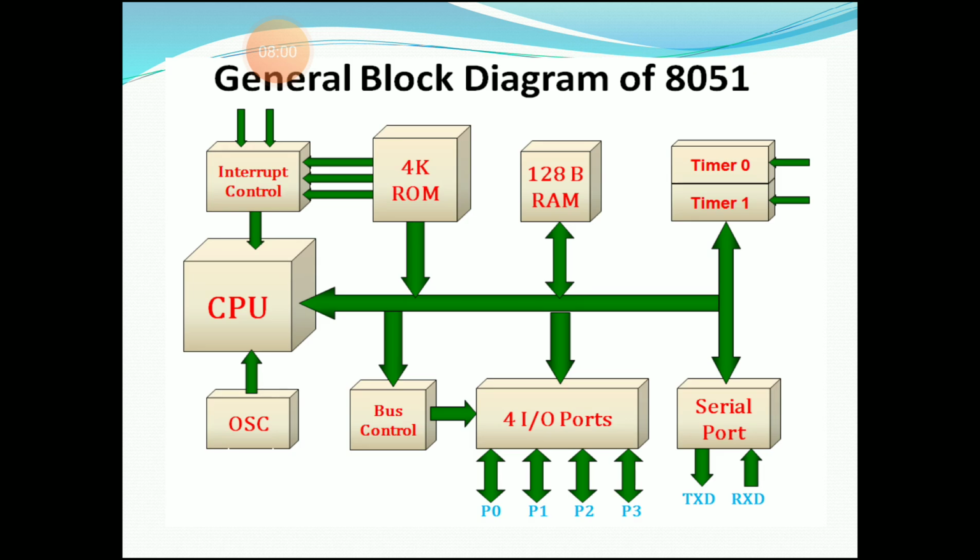This is the generalized block diagram of the 8051 microcontroller. It consists of various blocks: CPU, memory, 4 KB ROM, 128 bytes RAM, 4 I/O ports, serial port communication, 2 timers, interrupt control facility, clock oscillator and bus control mechanism. Now let us see the detailed block diagram of 8051.